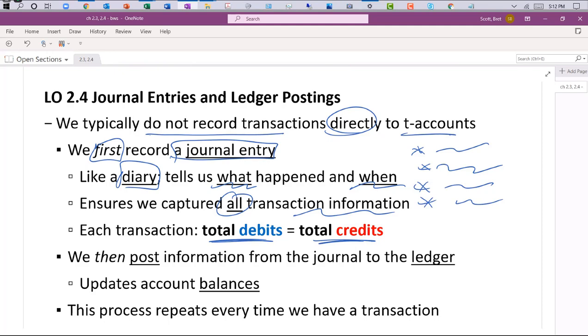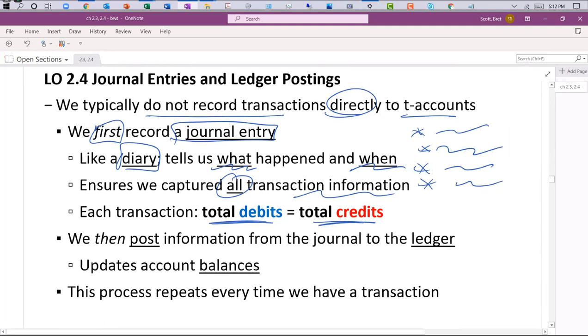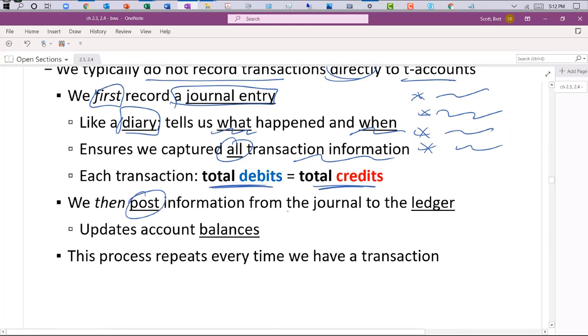When we record a journal entry and they don't equal, it means we need to stop, go back, and reanalyze before we move on. After we record a journal entry, we then post the information to our ledger. Again, the ledger is the books. The books show the different balances of all the different accounts. The journal tells us what happened when. The accounts just simply tell us where we stand at the end of the period. What's the end result? Where are we at?